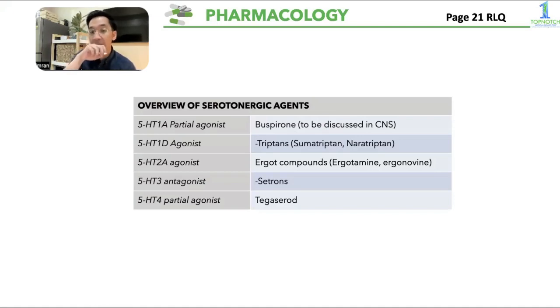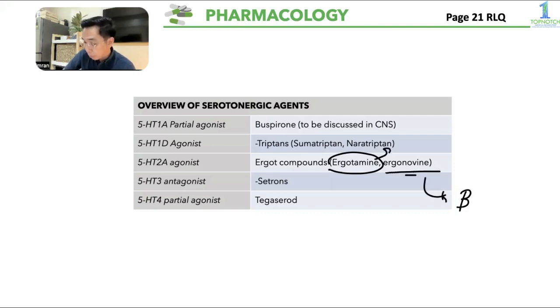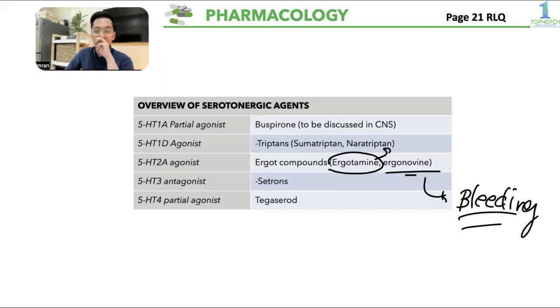Your ergotamine is also used for migraine, similar to your triptans. While your ergonovine can be used for postpartum bleeding disorders, when after giving birth the bleeding still continues. You can give that, but you can also give your oxytocin for that, so that the uterine muscle contracts more, after birth. Next, we have your 5-HT3 antagonist.